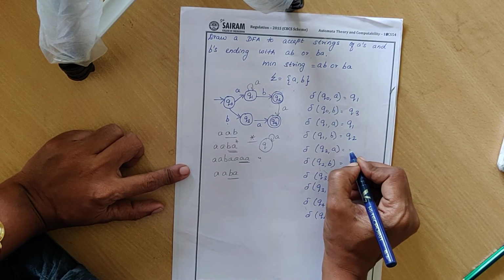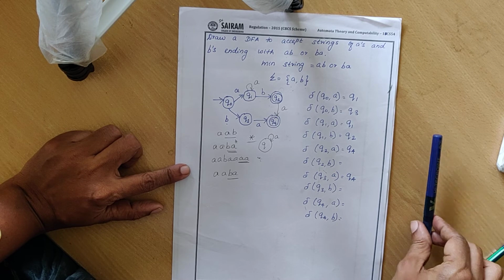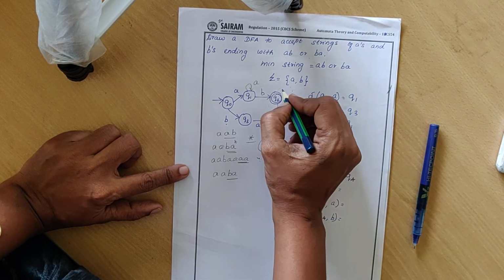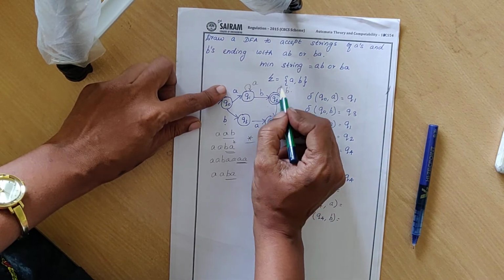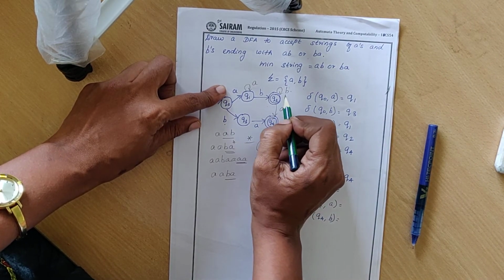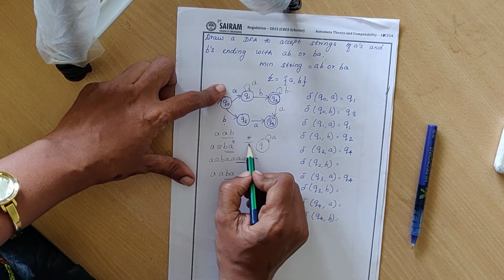Q2, when it takes A, is moving to Q4. Right? Similarly, Q2 comma B. I'll check with self. Self won't be correct because, as you know, this self loop is the pictorial representation of the operator star.